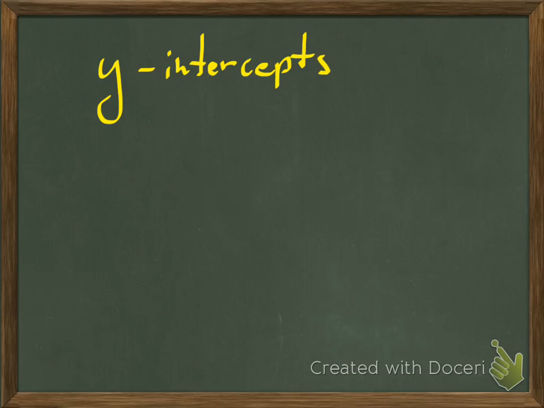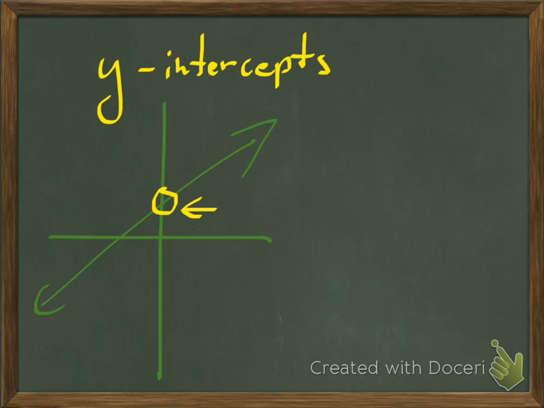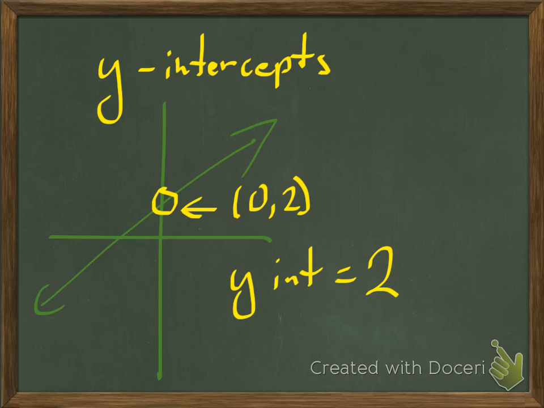Okay, I know we're at 12 minutes, but I've got one more thing I've got to throw in here, and that is y-intercepts. Okay, the y-intercept is really simple. If I have a graph like this of a line, the y-intercept is exactly what you think it is. It is where the line intercepts the y-axis. So if this intercepts at the point 0, 2, we say the y-intercept is equal to 2.